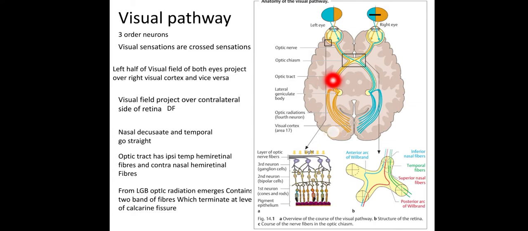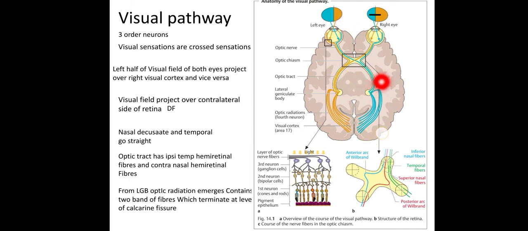Now, if someone asks you what fibers are present in the optic tract, the optic tract has ipsilateral temporal hemiretinal fibers, and it has contralateral nasal hemiretinal fibers. And you can clearly make out from this diagram that ipsilateral temporal hemiretinal fibers are projecting the left half of the visual field of the right eye, and the decussated nasal hemiretinal fibers are projecting the left half of the visual field of the left eye. It means they both are projecting the left half of the visual field of both of the eyes.